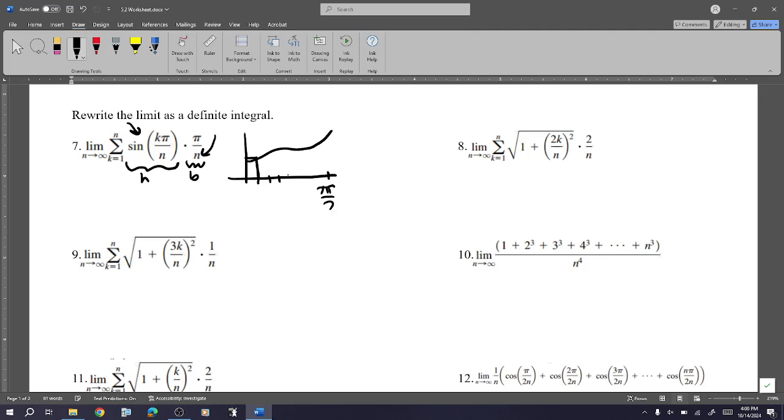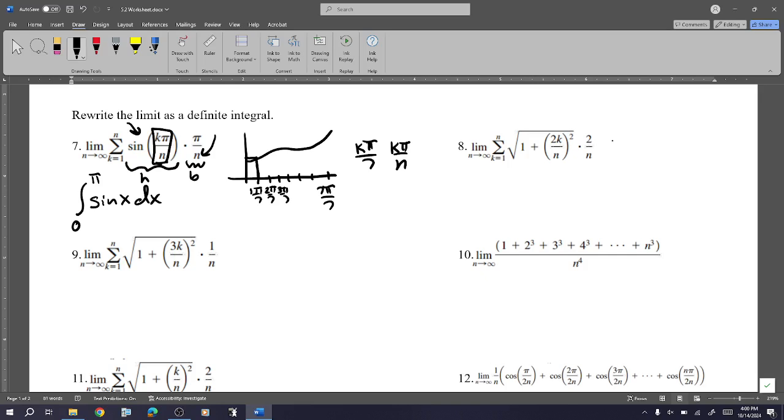So 1, 2, 3, 4, 5, 6, 7. This would be 1 pi over 7. This would be 2 pi over 7. This would be 3 pi over 7. So we're trying to find out, what are we plugging k pi over 7 into? But we did 7 specifically, so what are we plugging k pi over n into? Well, that's exactly k pi over n. So we are doing the integral from 0 to pi of sine of x dx.